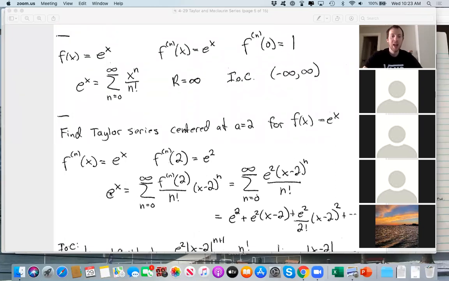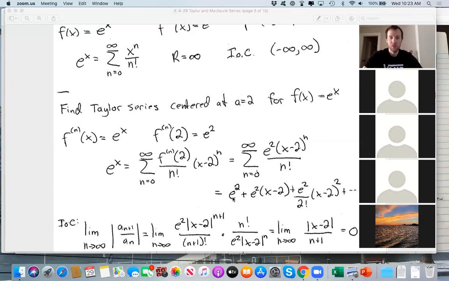So this means that e to the x can also be represented by the nth derivative at 2, so this is the form of its Taylor series centered at 2. These nth derivatives at 2 are always e squared, so that's where this one comes from. And we have x minus 2 to the n because we're centered at 2. So if you write this out, there is an extra e squared everywhere. And we have x minus 2's rather than x's raised to these powers.